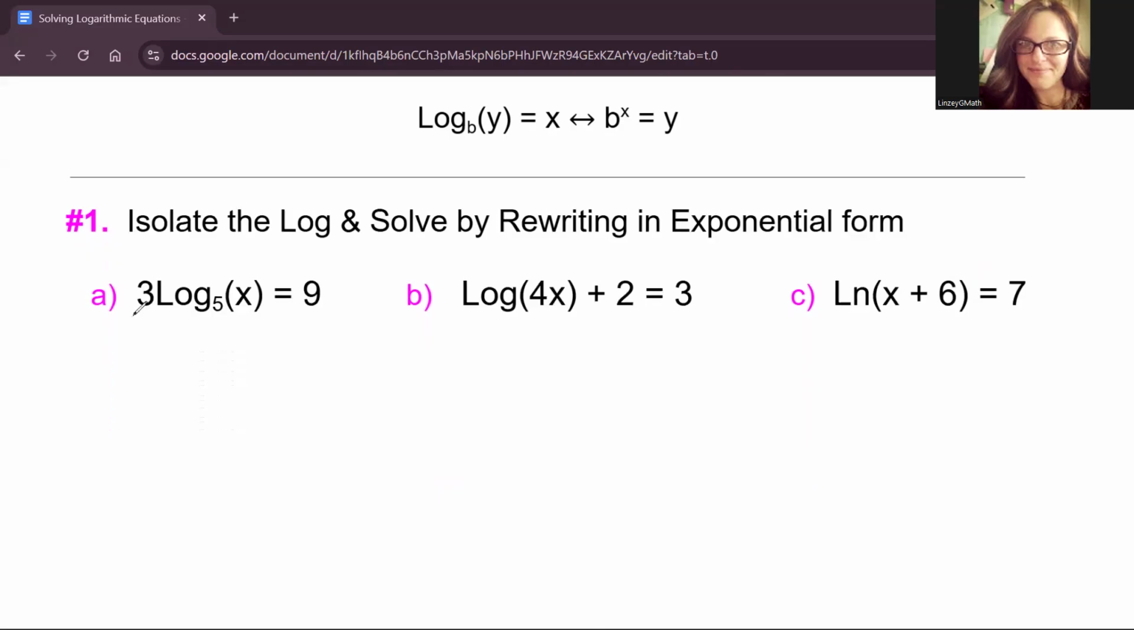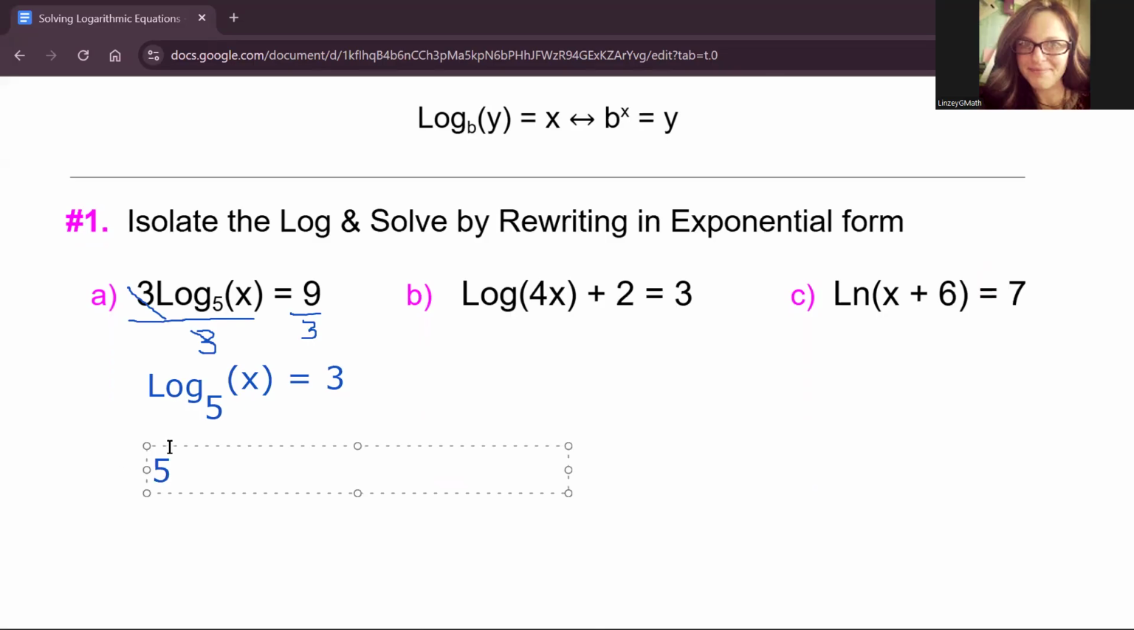Letter A. We'll start by isolating the logarithm. We'll divide by 3. And we're left with log base 5 of x is equal to 3. And now we can rewrite this using exponential form. Log base 5, so 5 raised to the power of 3 is equal to x. And 5 to the third power is 125.